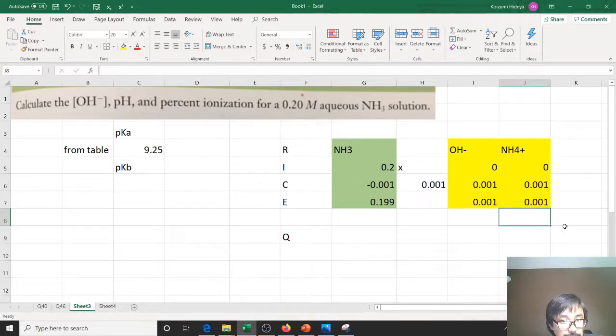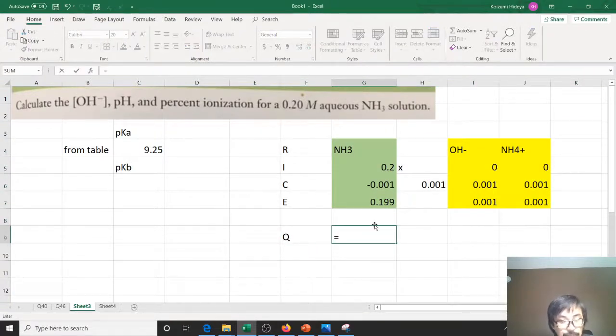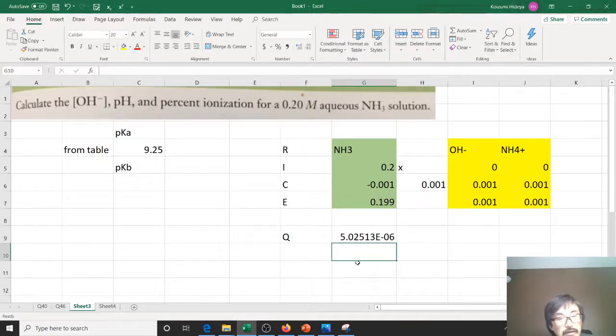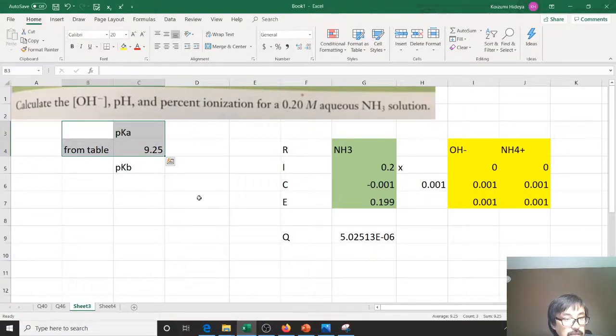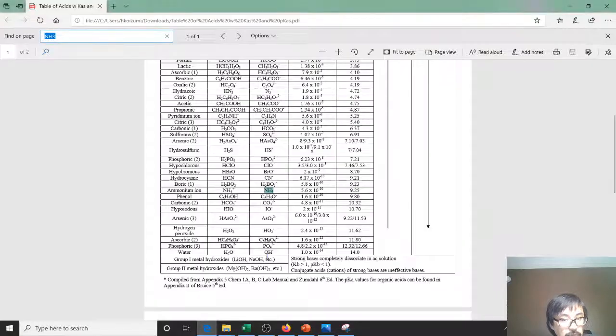So I got the RICE table. Now I'm going to calculate Q here. It is Q because I don't know the actual value of X right now. So product over reactant, so that times that divided by this. This is a Q for the association reaction, the base association constant. From the table, you can actually get the value of that to be 9.25, which is that one right here. You can actually use these things too if you want to, but 9.25 seems simple enough.